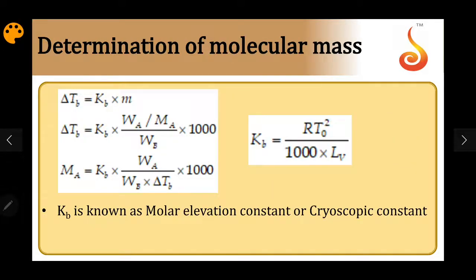Determination of molecular mass using ebullioscopy. So we have ΔTb is proportional to m, where m is molality. So ΔTb is proportional to m, and the constant of proportionality is given by Kb. Kb is called the molal elevation constant or ebullioscopic constant.